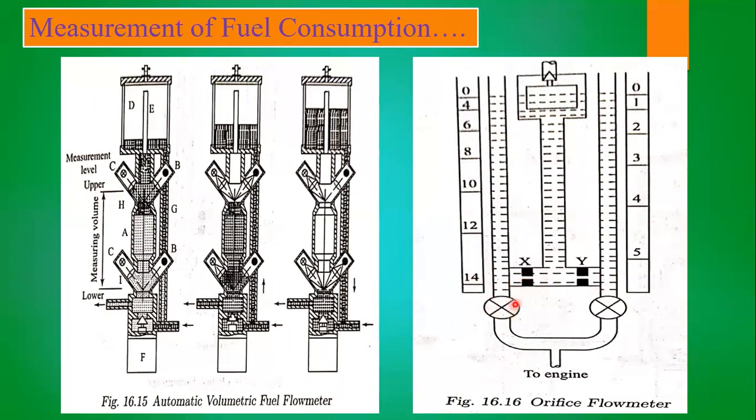Whenever we need to measure the fuel flow, the fuel consumption, we will open these valves and make sure that these are all filled. Here there are some calibrated markings. These markings indicate how much quantity of fuel is going to be consumed. So here there are particular calibrated readings like 0, 1, 2, 3, 4, 5.